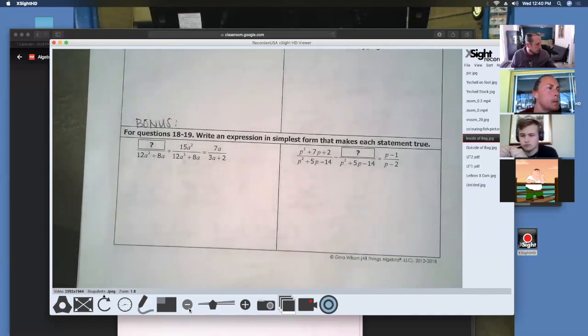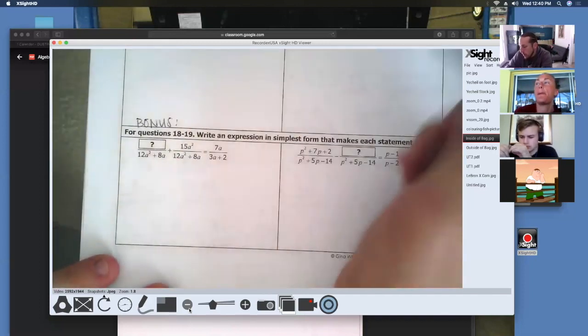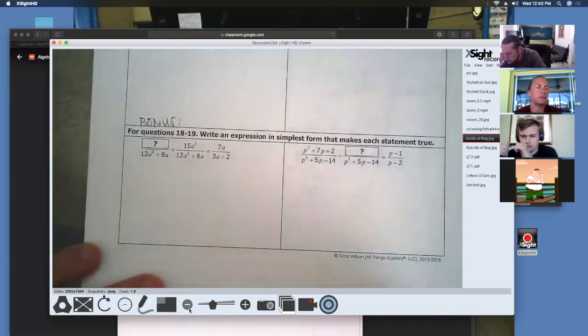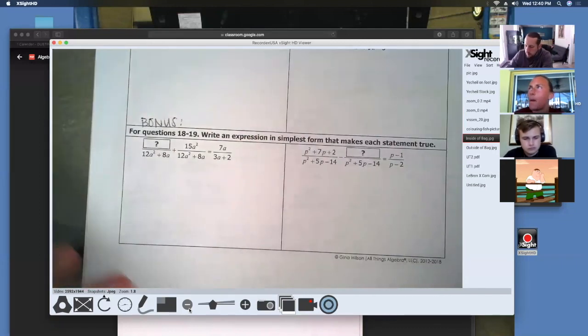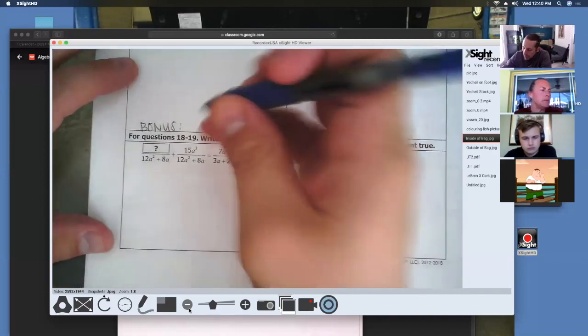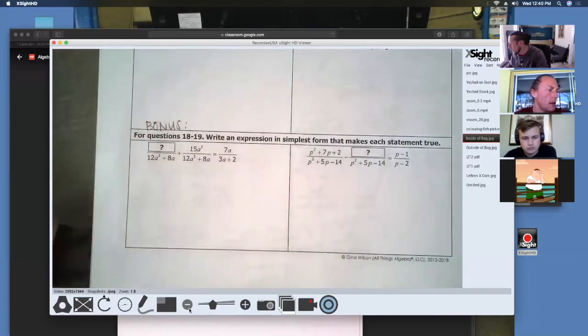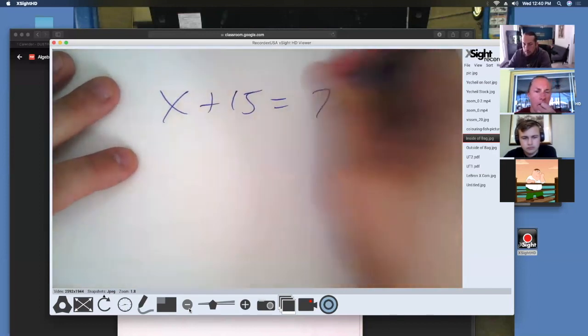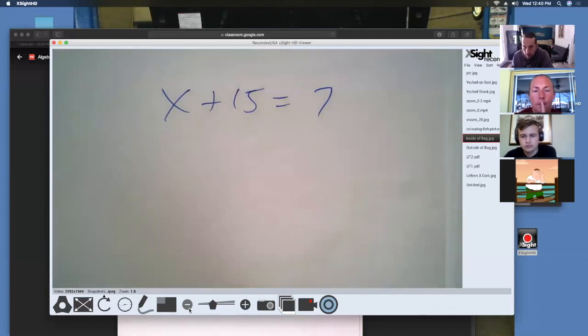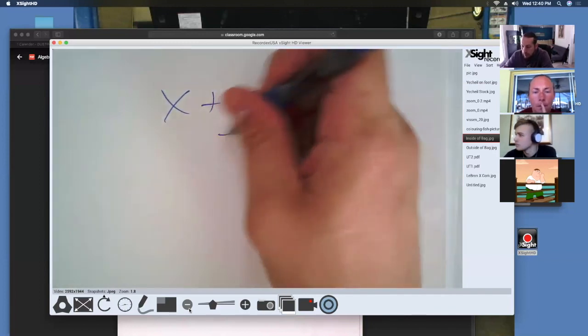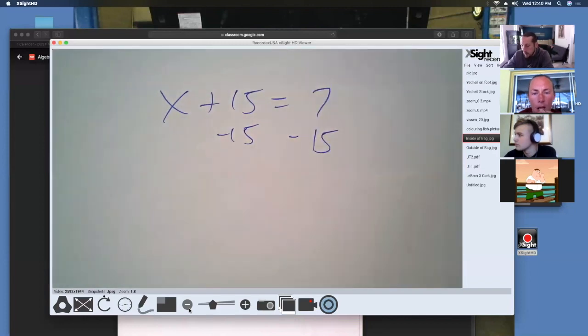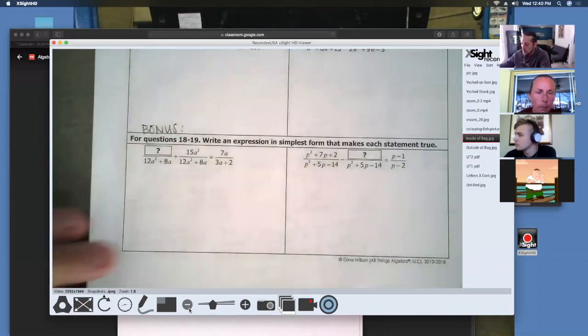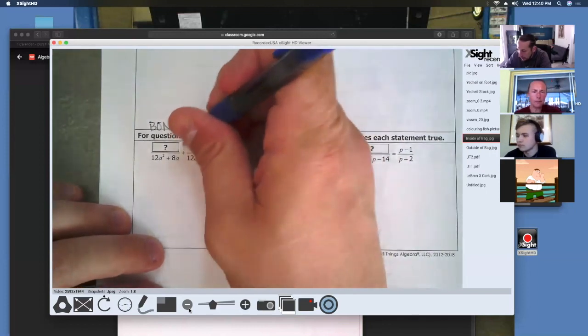What's the best way to go through that? All right, so we can work this backwards though. Remember, if I'm solving an equation, say if I had x plus 15 equals 7, to solve that I would subtract this on both sides. That's the same thing we're going to do here. Go ahead and just subtract this term on both sides.